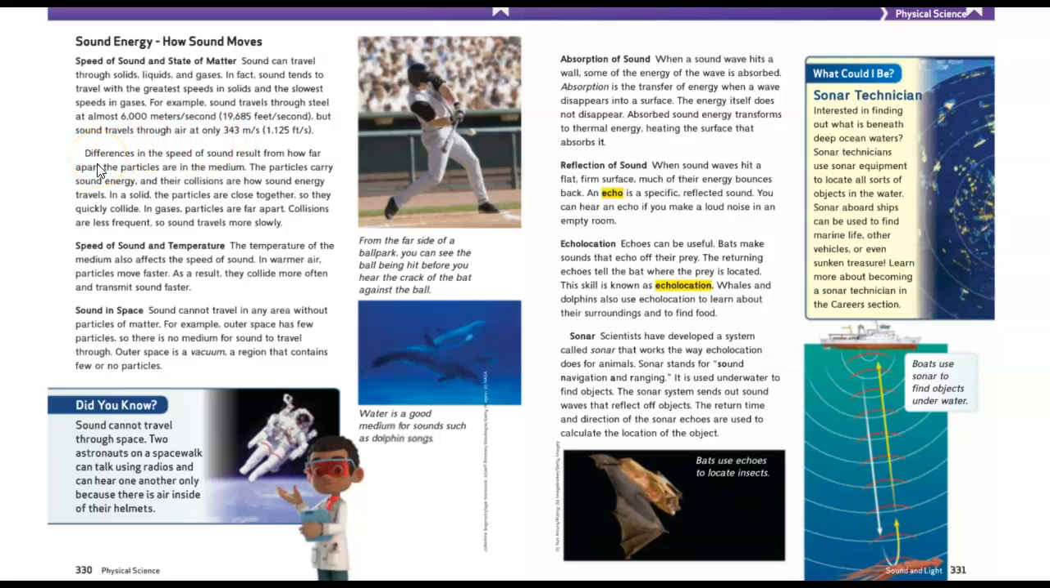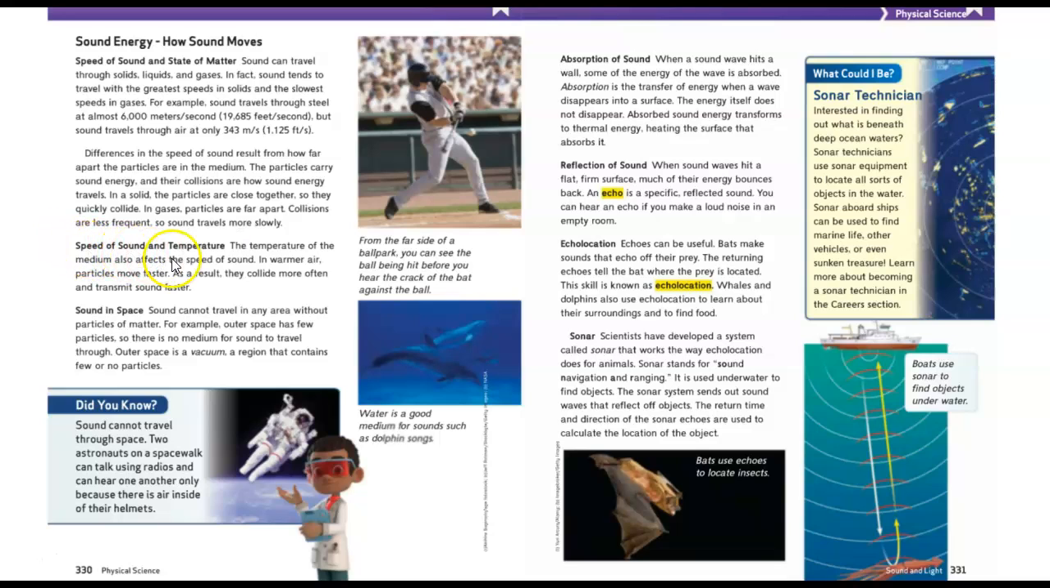Differences in the speed of sound result from how far apart the particles are in the medium. So if my medium is air, those particles are further apart. The particles carry sound energy, and their collisions are how sound energy travels. In a solid, the particles are close together, so they quickly collide. In gases, particles are far apart. Collisions are less frequent, so sound travels more slowly.